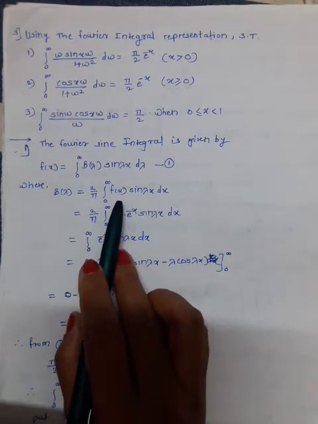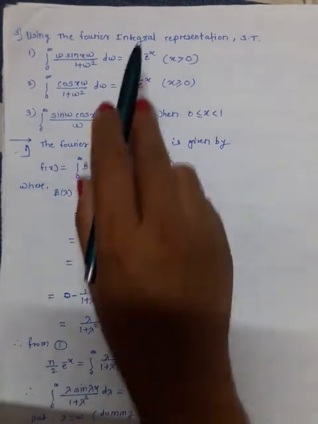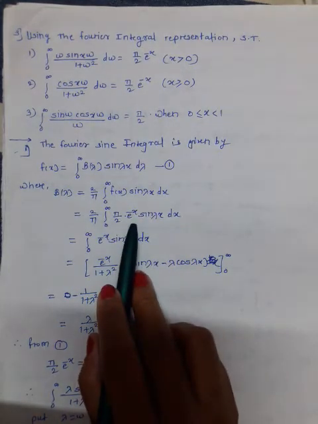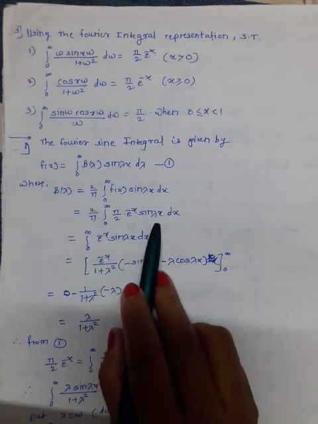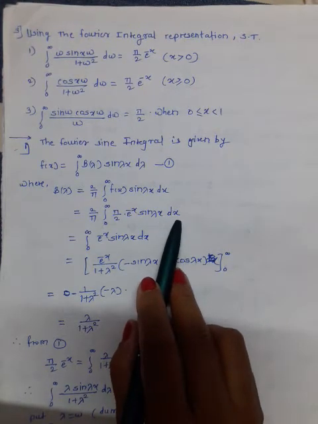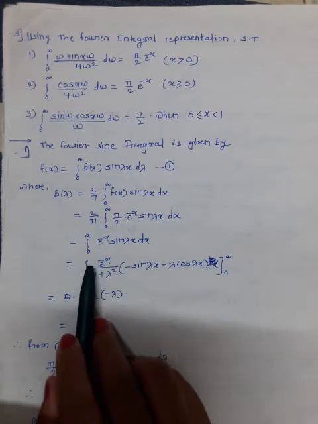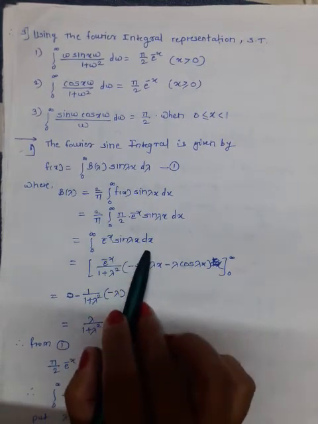Now we want to put the value of the function here. What is the function? The RHS of this equation, pi by 2 e raised to minus x, where x is obviously greater than 0, sin lambda x dx. Now take pi by 2 outside and cancel with this 2 by pi. We get integration 0 to infinity e raised to minus x sin lambda x dx.